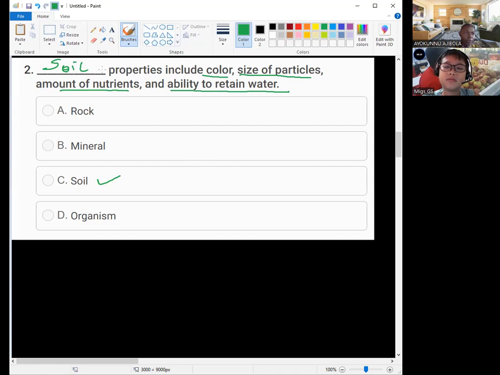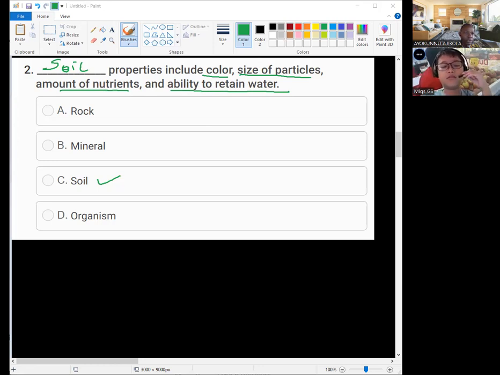That is what will tell us about the soil. So what do we want to know about a particular soil? Number one, the color of the soil. Number two, the size of the particles of the soil. Number three, the amount of nutrients contained in the soil. Number four, the ability of the soil to retain water. Those are the things we're talking about when we're talking about soil. So the answer is soil. That's correct.